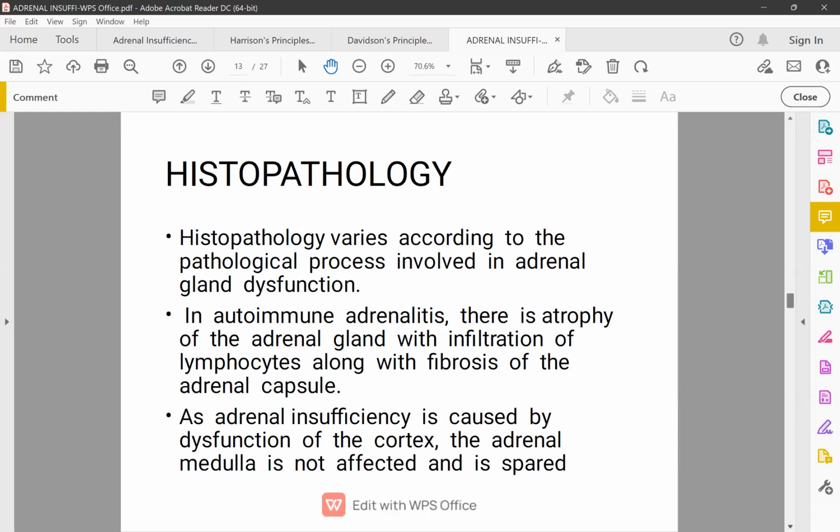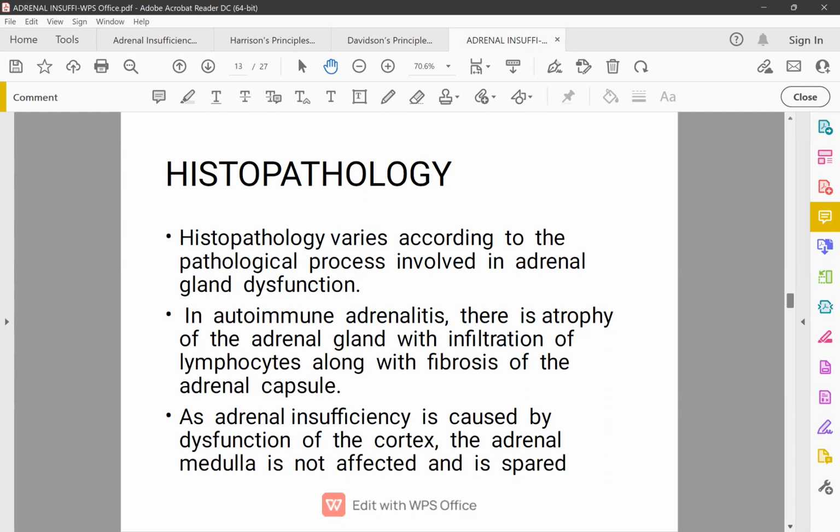Histopathology you can quickly pick up. I mean, check, read and leave it, because we are not too much interested in the histopathology part. Histopathology varies according to the pathological process involved in adrenal gland dysfunction. In autoimmune adrenalitis, there is atrophy of the adrenal gland with infiltration of lymphocytes along with fibrosis of the adrenal capsule. As adrenal insufficiency is caused by the dysfunction of the cortex, the adrenal medulla is not affected and it is spared. That is very important.